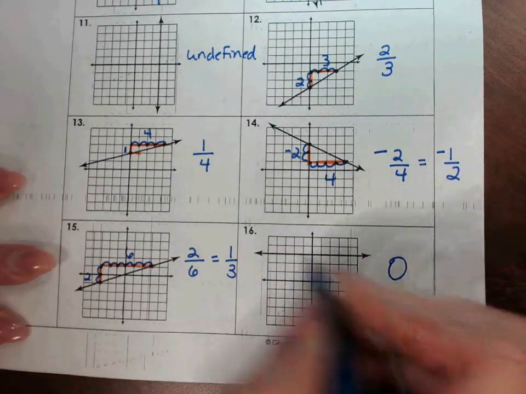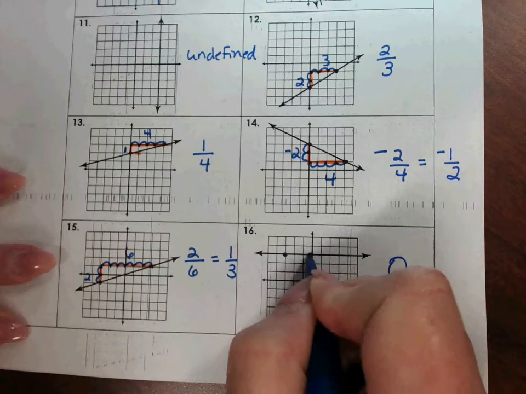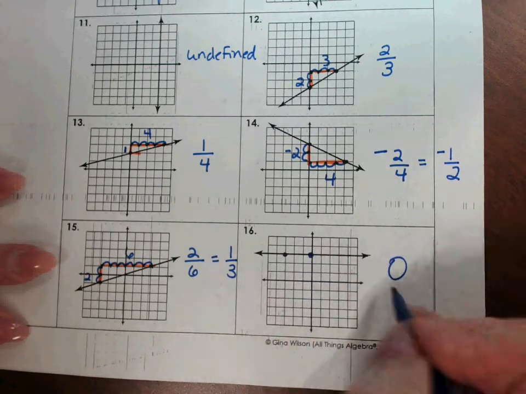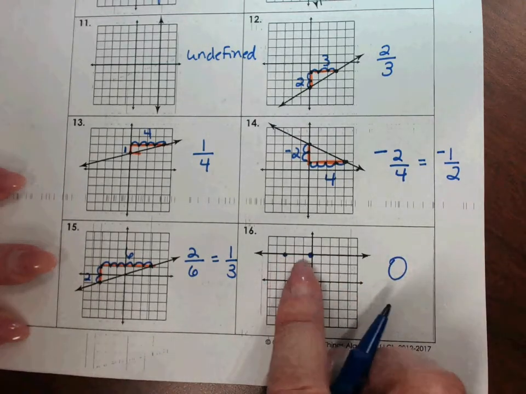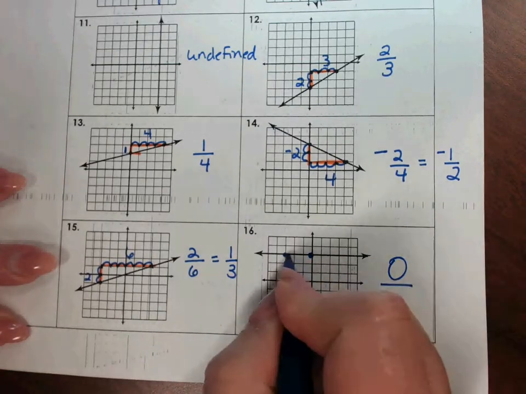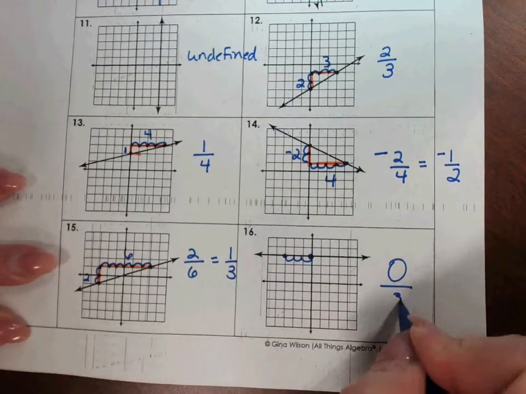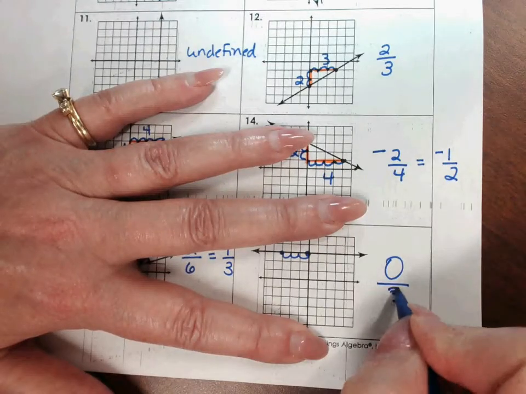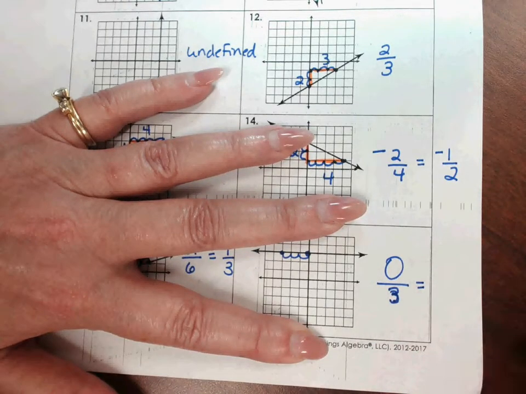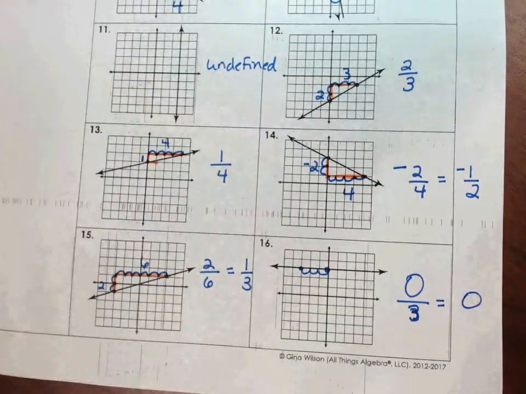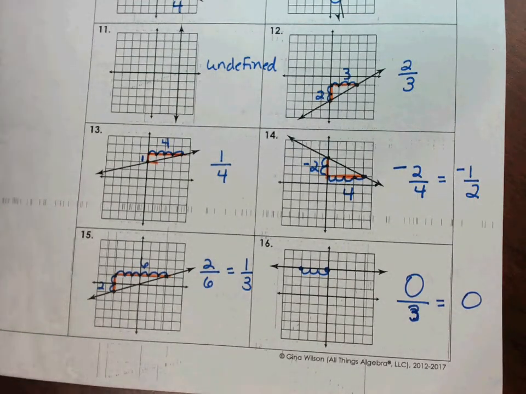And the last one, I know that this has 0 slope, because if I just pick out any 2 points, if I go from this point to this point, it rises 0, right? It doesn't go up or down, but it runs 1, 2, 3. And 0 over anything is just 0. And that is how you calculate slope on a graph.